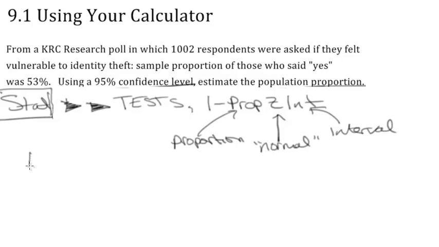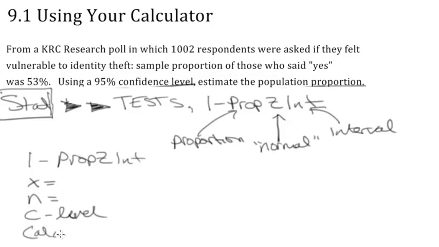Now, if I go into 1 prop z interval, it's going to give me the following choices. And I think everybody's calculators looks exactly like this. Hallelujah. It's going to ask me what x is. It's going to ask me what n is. It's going to ask me for the C level. No, not how many inches we are above the ocean, the confidence level. And then we get to choose calculate. And when we choose that, it'll calculate it for us.